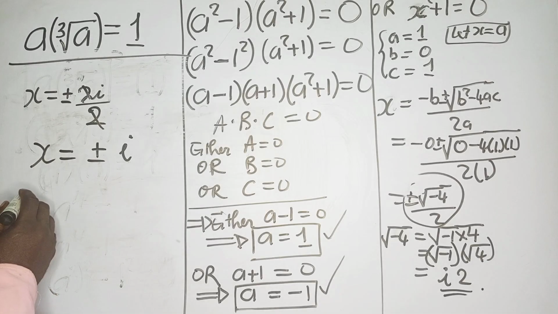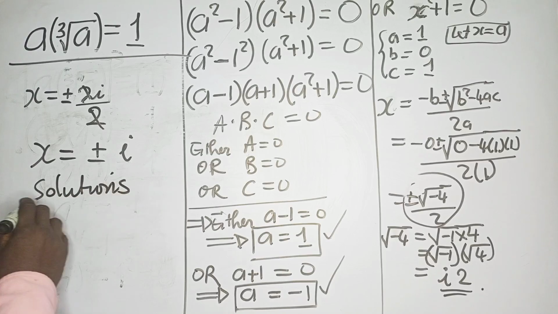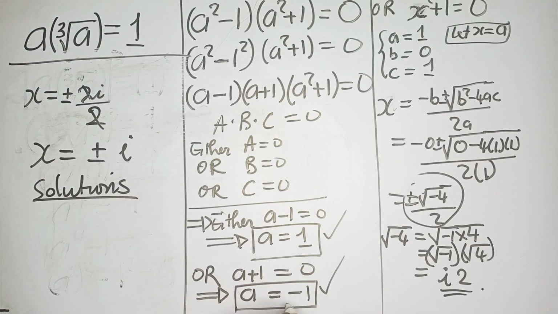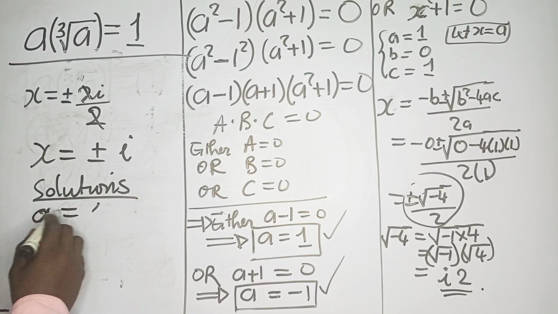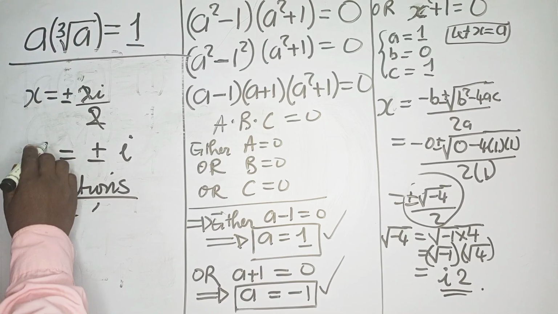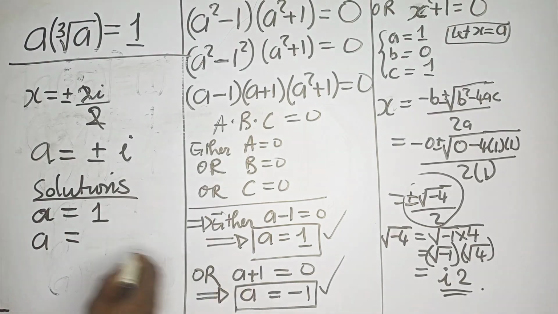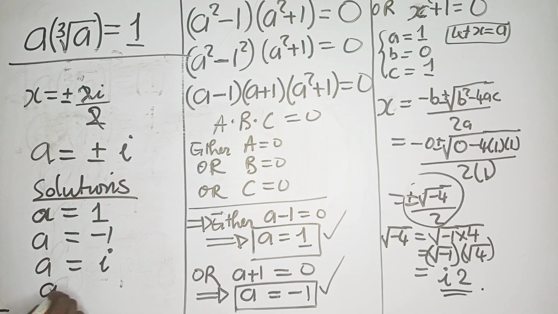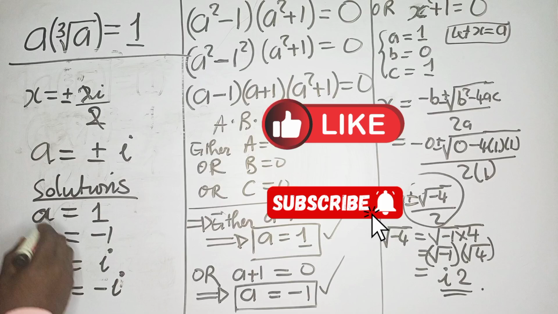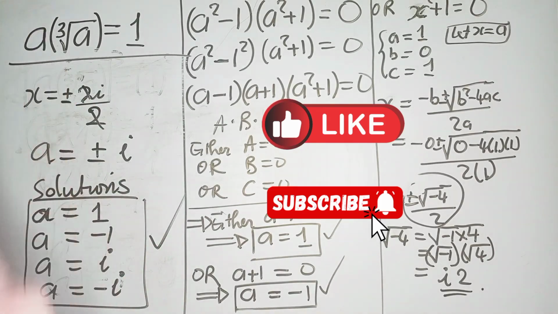So finally, what are all our solutions? We see all four solutions. We got them here, 1, 2, 3, 4. So we'll come back to a. a equals 1, a equals negative 1, a equals positive i, and a equals negative i. So this gives us all four solutions to the equation a to the power 4 equals 1.